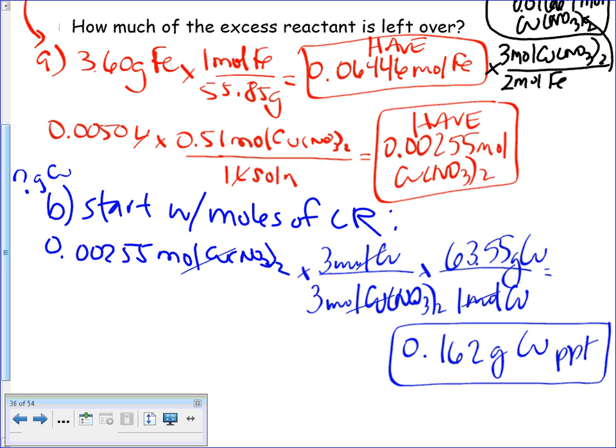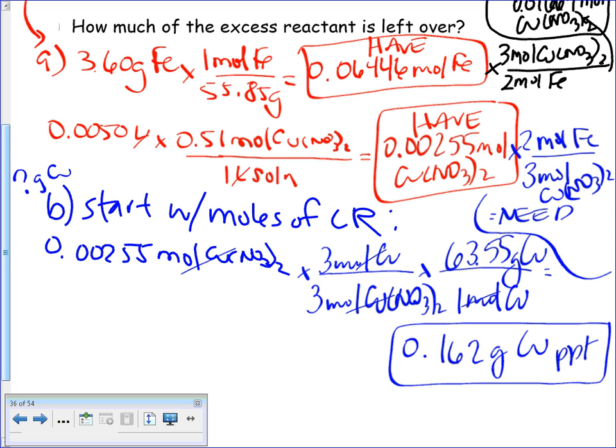The LR, right? So I'm going to take my LR amount, and multiply by that ratio of iron over copper 2 nitrate. What's the ratio? 2 moles of iron, that's from the BCE, per 3 moles of copper 2 nitrate. And I'm going to squeeze it in here. This is how much I need of iron to fully react with all of my LR.